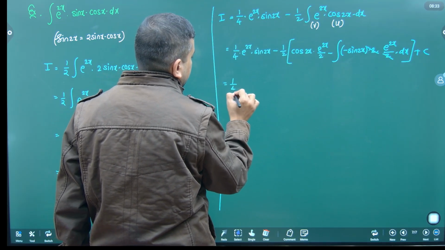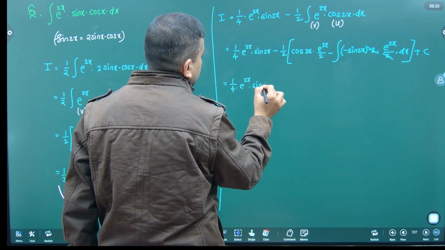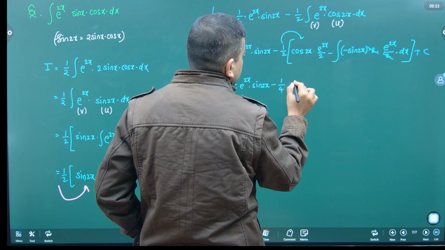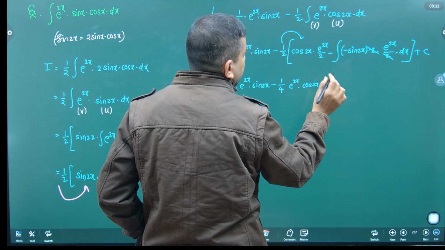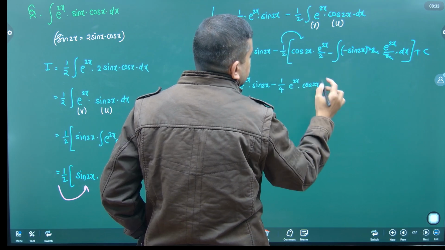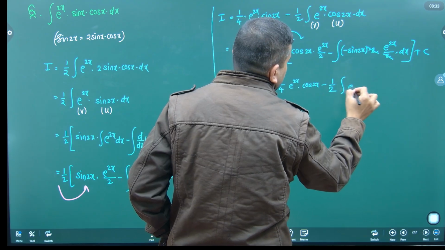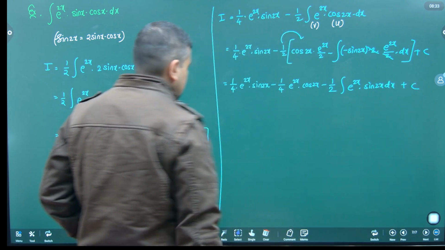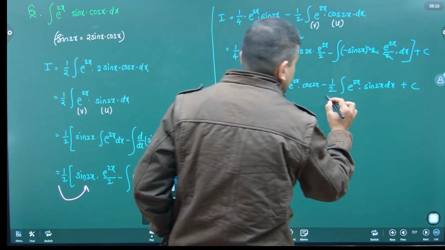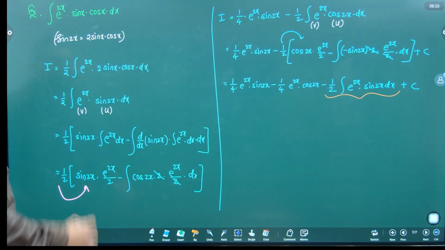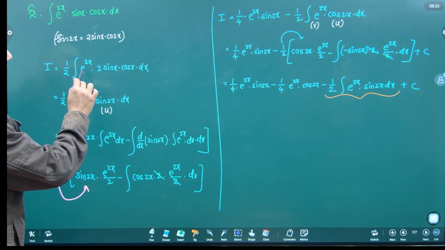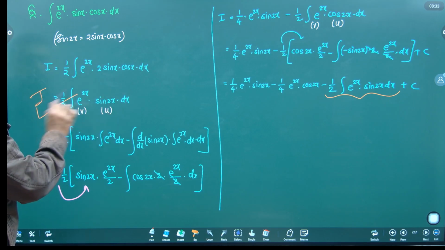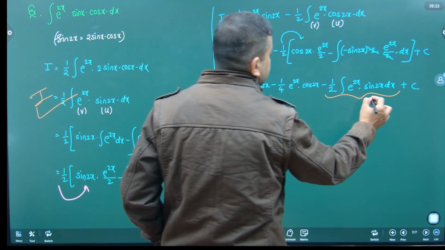What you are having? 1 by 4 e to the power 2x into sin 2x. Again multiply with this. So 1 by 2 into 1 by 2 minus 1 by 4 e to the power 2x into cos 2x, right? Minus minus, it will be plus, plus minus, it is minus 1 by 2 integral e to the power 2x into sin 2x dx plus c. Now what is this? 1 by 2 integral e to the power 2x into sin 2x. It is nothing but what? I. Let us replace this with I. This is your I.